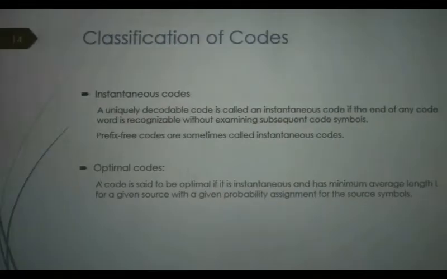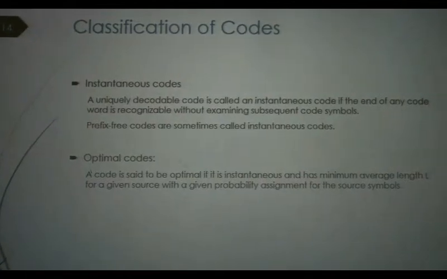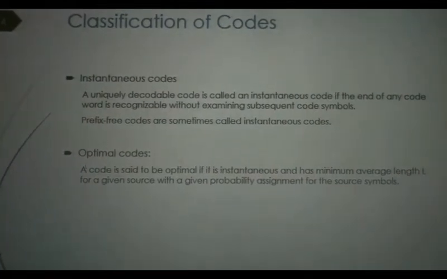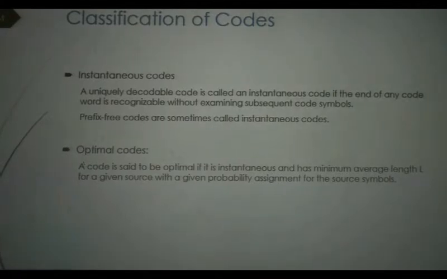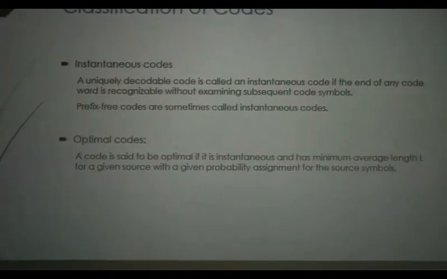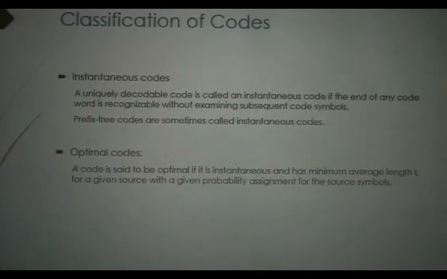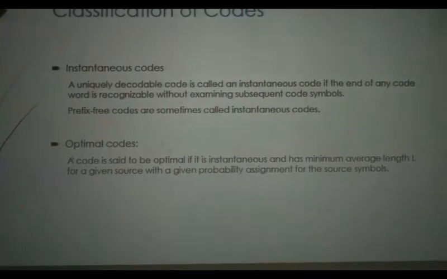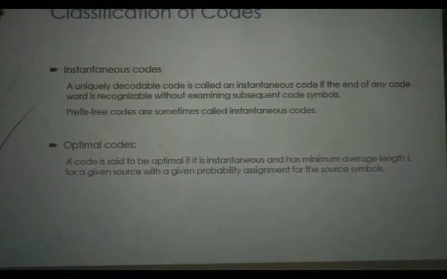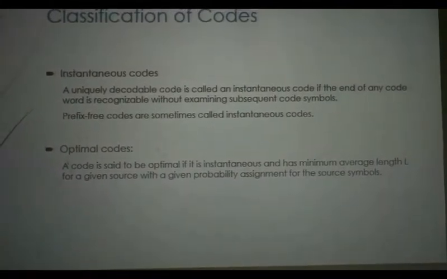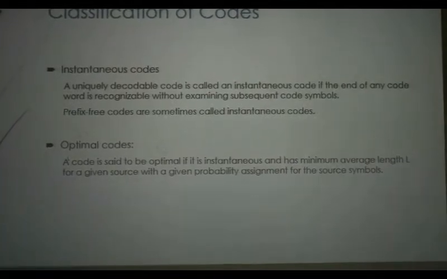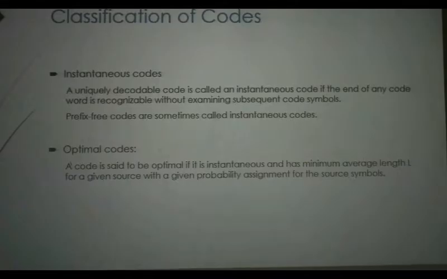The remaining 2 are somehow difficult to detect from the table, so we will illustrate them directly. We still have instantaneous codes. A code is called instantaneous if the end of any code word is recognizable without examining subsequent code symbols. Prefix-free codes are sometimes called instantaneous codes, and our seventh classification will be optimal codes. A code is said to be optimal if it's instantaneous and has minimum average length L for a given source with a given probability assignment for the source symbols.